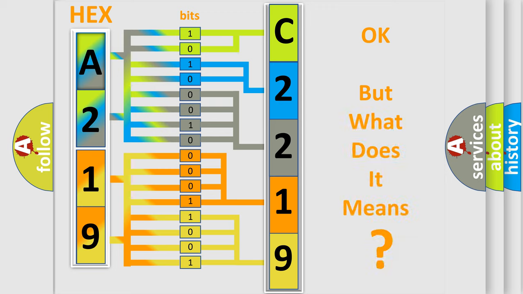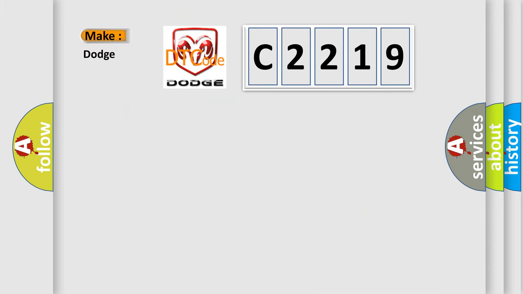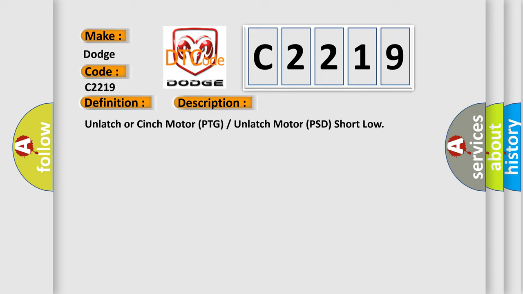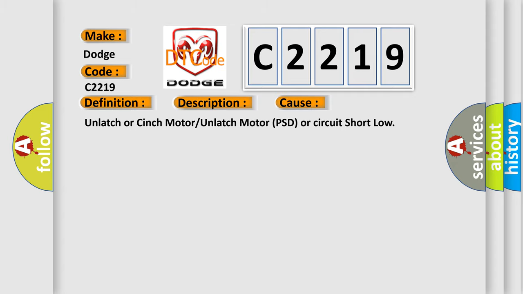The number itself does not make sense to us if we cannot assign information about it to what it actually expresses. So, what does the diagnostic trouble code C2219 interpret specifically for Dodge car manufacturers? The basic definition is sliding door unlatch or cinch motor PTG or unlatch motor PSD short low. And now this is a short description of this DTC code. Unlatch or cinch motor PTG, unlatch motor PSD short low. This diagnostic error occurs most often in these cases: unlatch or cinch motor or unlatch motor PSD or circuit short low.